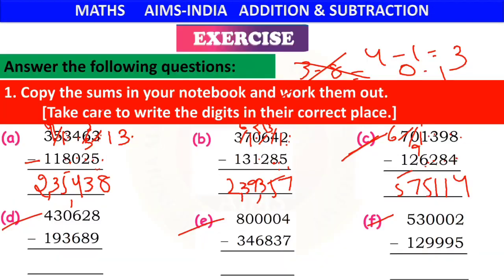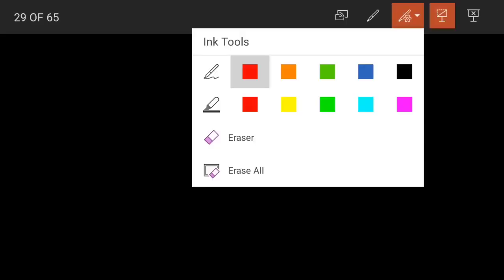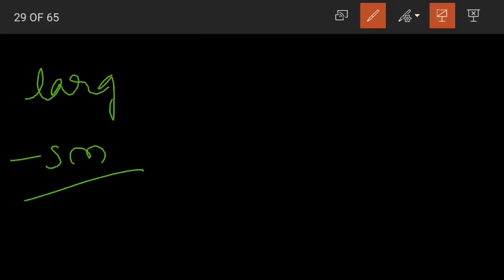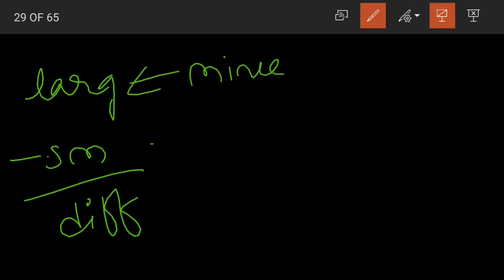Okay. Now before ending this class, what I'd like to do is let us just revise what we have learned about subtraction, that we subtract the smaller number from the larger number. The larger number is called the minuend, the smaller number is called the subtrahend, and the answer is called the difference. Yes.